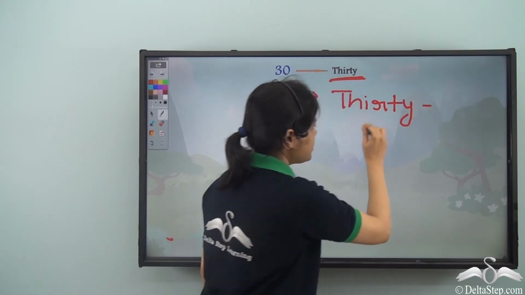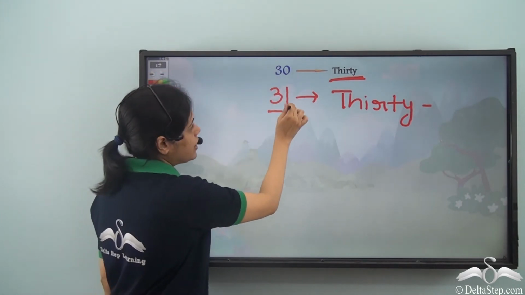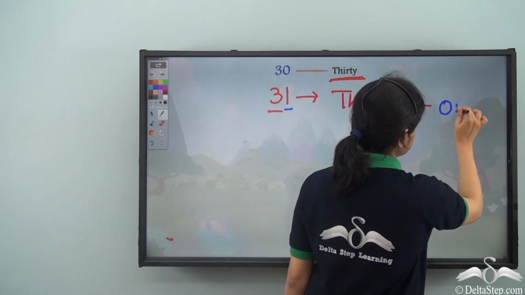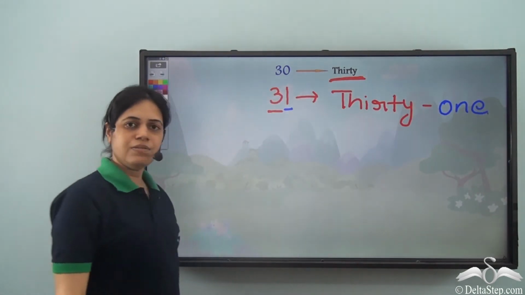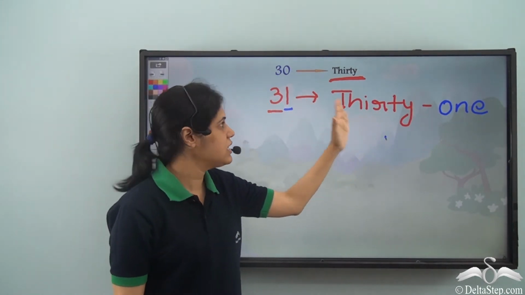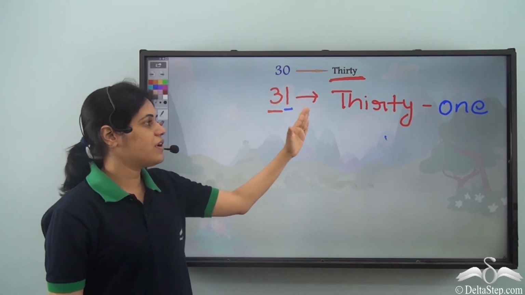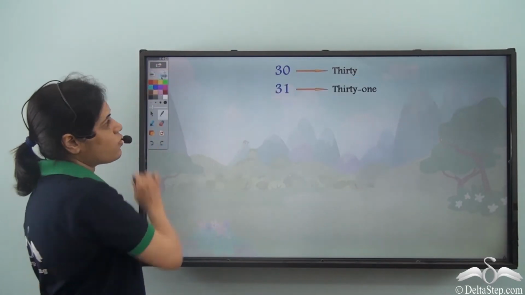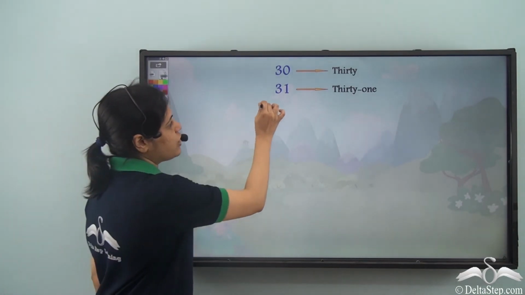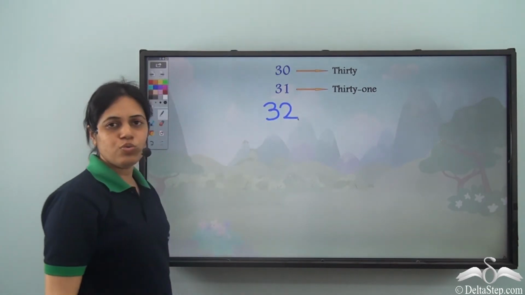thirty. This is the first part of the number name. And we take the second part from this 1, right? So it is thirty-one. So 3 in the first place makes it thirty, and 1 makes it one. So 3, 1 is 31. This is what we have here. Now what is the next number? 3 will stay, and after 1 we have 2.